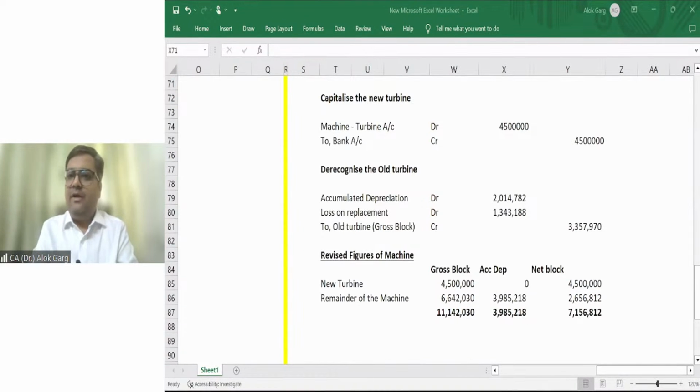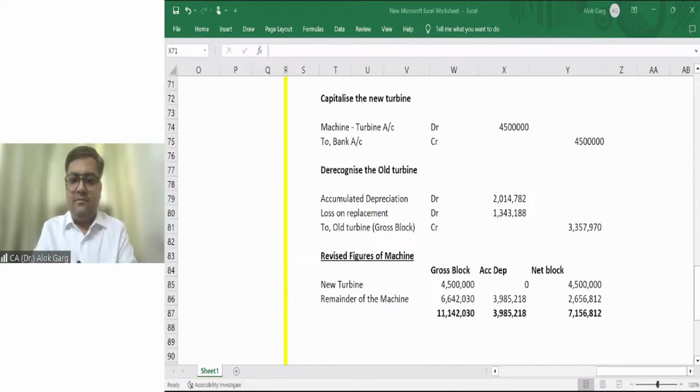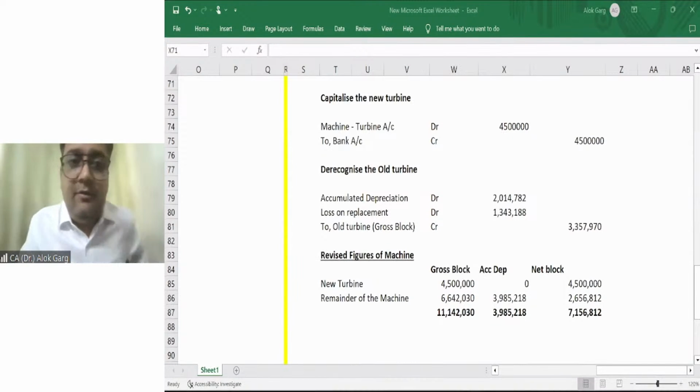Friends, if you understood it very well, yes or no? Very good. Clear in mind or clear from mind? Very good. Clear in mind.